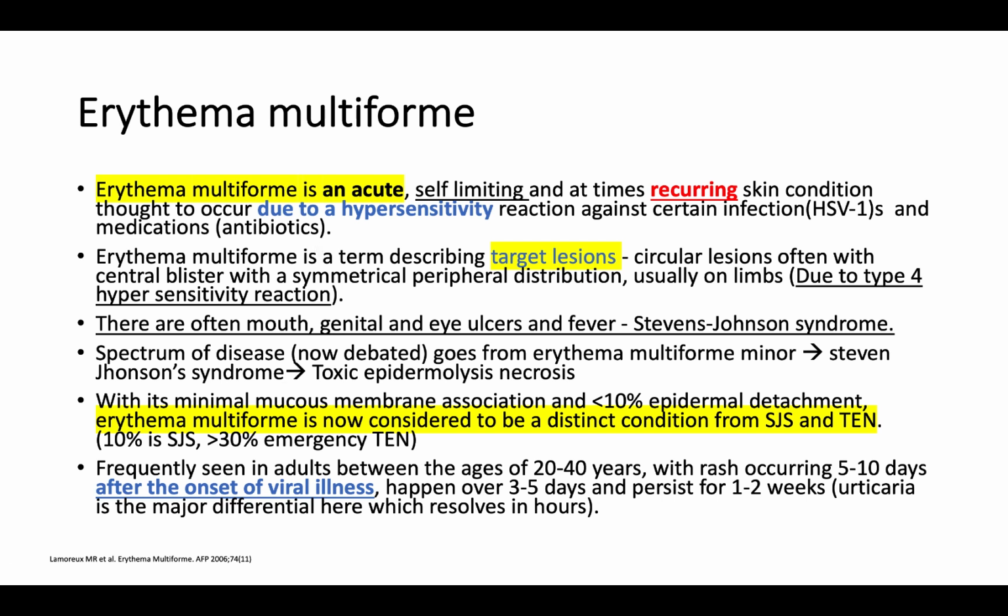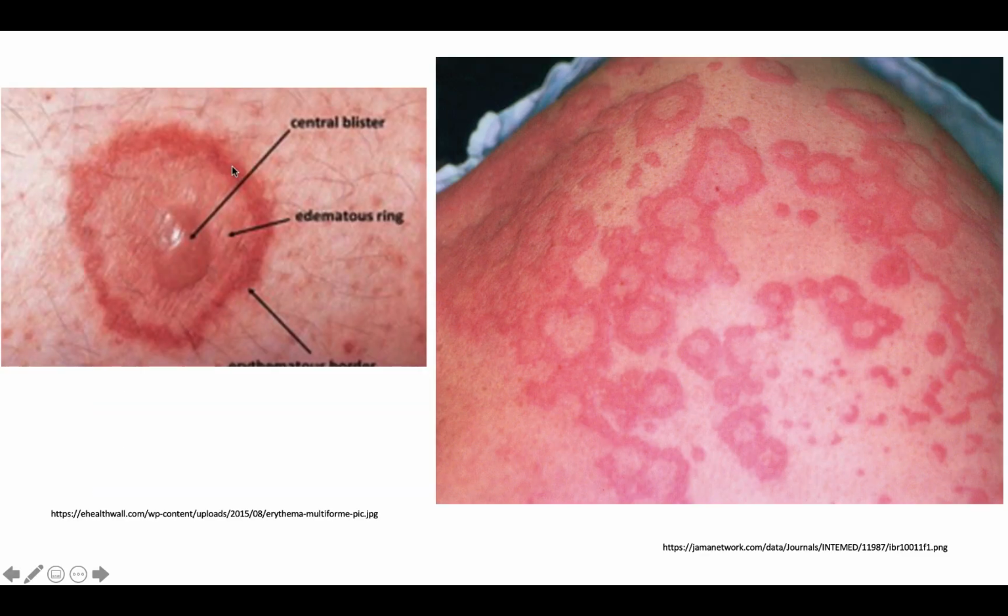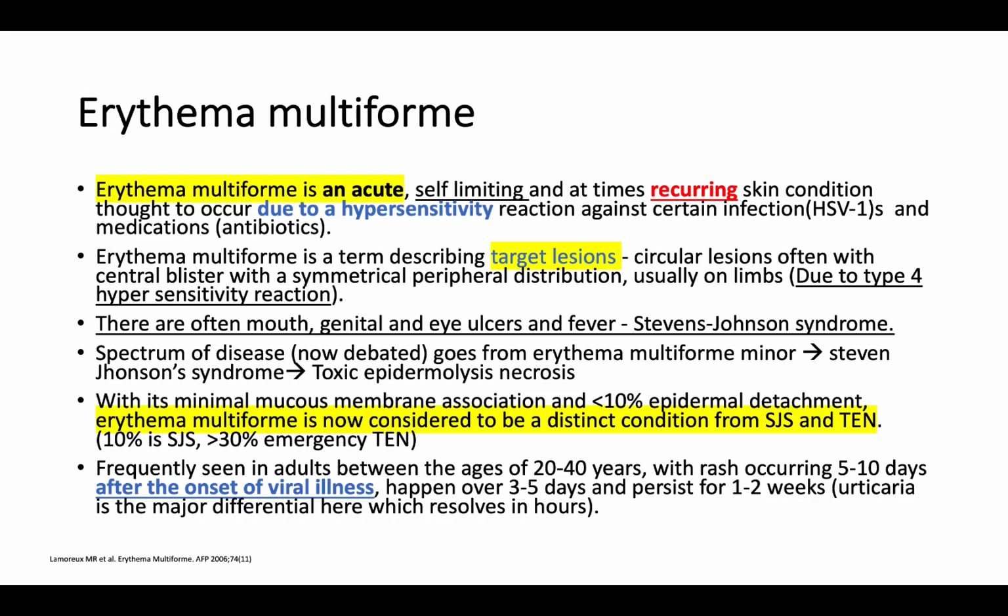Erythema multiforme is a term describing target lesions. So there are circular lesions with a central clearing, and then sometimes with an edematous ring, but those are less typical. I've seen these a lot. Usually they denote a hypersensitivity reaction, more likely type 4. Why type 4 with HSV? Because this is cell mediated, a delayed hypersensitivity reaction. So there are often genital and eye ulcers and fever.